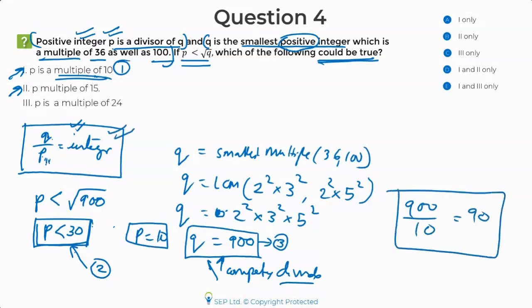Okay. What about the third part, guys? P is a multiple of 24. Is it possible that P could be a multiple of 24? Can P be 24, say, for example? Is it possible for P to be 24? If yes, why? If no, why? Not possible, right? It is not possible because if I take it as 24, 900 by 24 is not an integer. I'm not getting an integer. So this statement has to be false. Okay, so the only things that could be true are statement 1 and statement 2, and that is why the answer in this case would be option D.